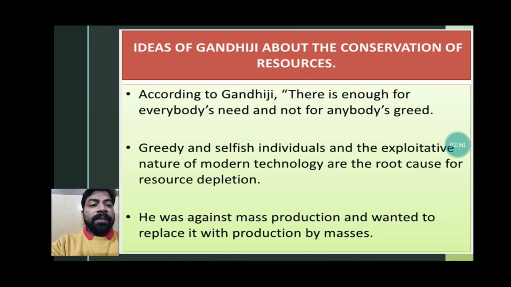He was against mass production and wanted to replace it with production by masses. Mahatma Gandhi was always in favor that production must be done in the cottage sector, where a large number of people are engaged in work and production takes place. He was never in favor of mechanization and industrialization.